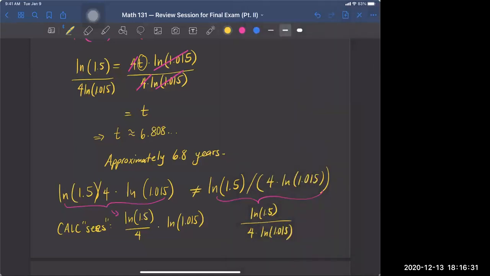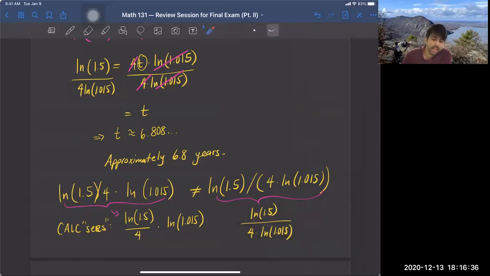TI-84 Plus. So if you were to type this into the home screen, you would type it in exactly the way you have it right here. Every set of parentheses matters because calculators take things very literally. They don't interpret what you mean to do, they only receive what you type in. So if you type it exactly the way it's expressed here, you would get 6.808. There's no way around it because calculators calculate the same way.